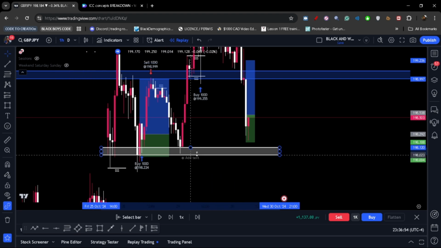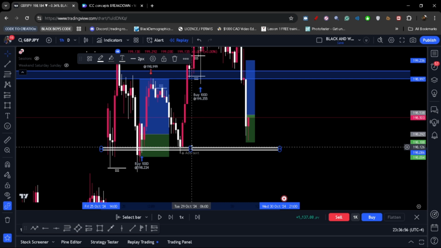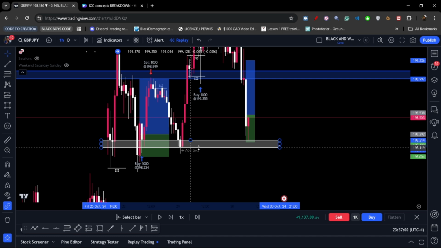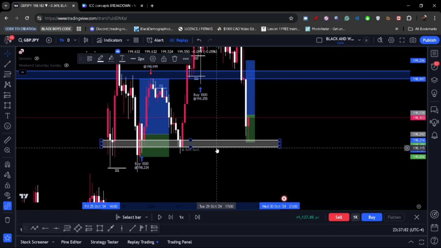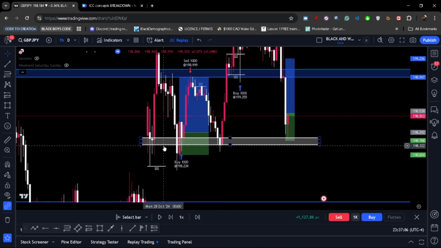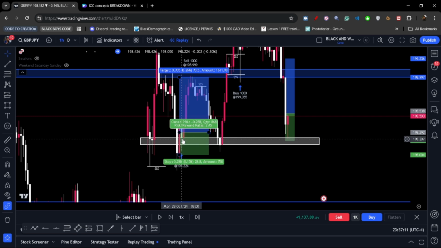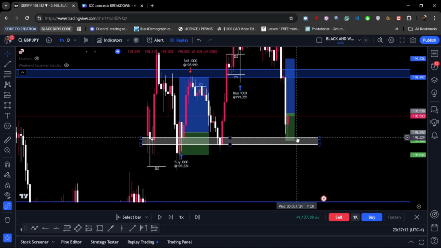Look at this, guys. Boom. Just look at this. The reason I say this is an area of interest is because price tested here, disrespected this, but then it retested again here, and then retested here, and then it came back again here.